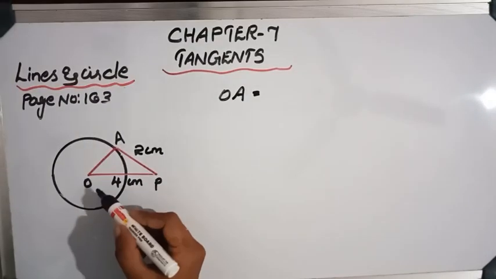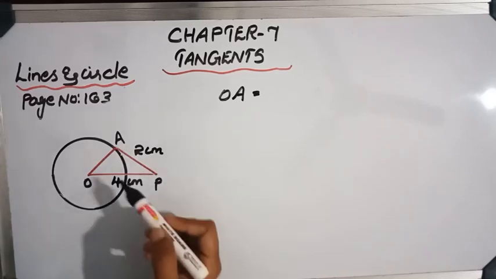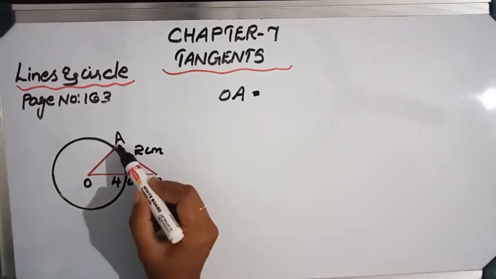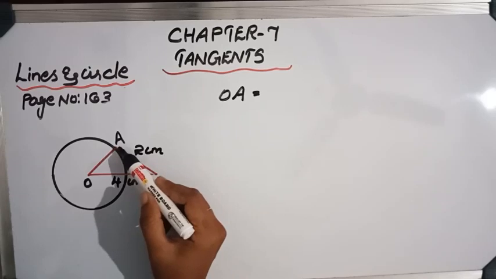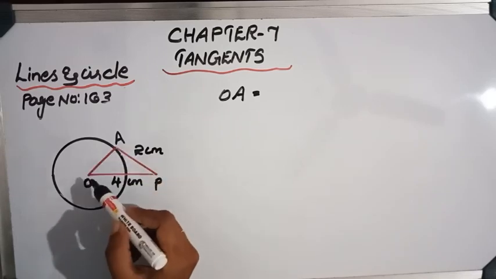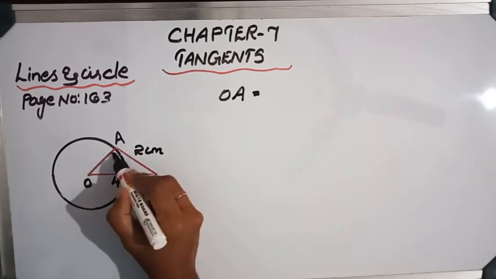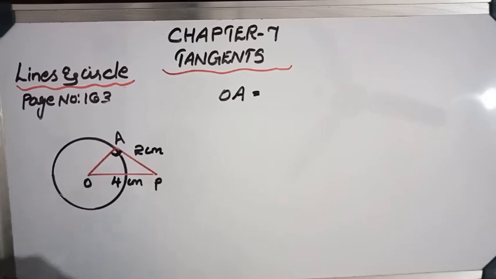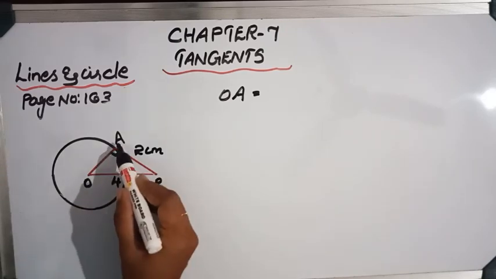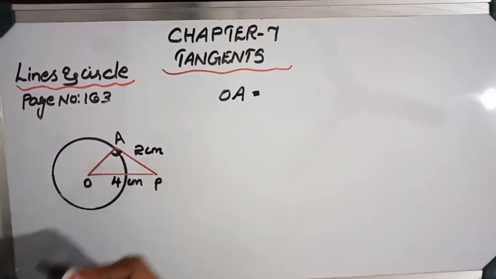For that we know OA is the radius and PA is the tangent. Starting I told you, PA is through the point A, and OA radius also through the point A. So this radius and this tangent will be what? Perpendicular, that is 90 degree. That means we can say that triangle OAP is a right triangle.